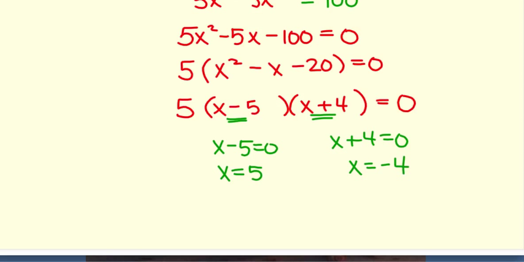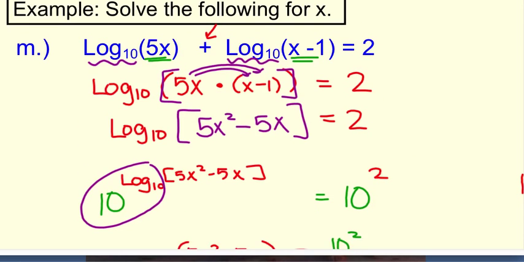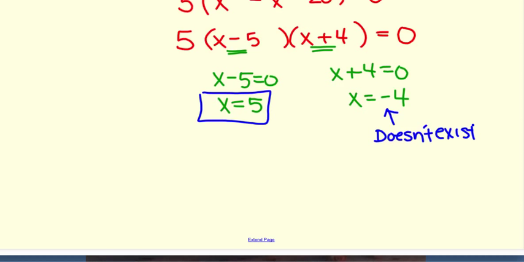Not both of these answers will be the solution to this logarithmic equation in the beginning. If I substitute negative 4 in, you can't have a negative x as part of your domain. So this doesn't exist, the negative 4. But x equals 5 is part of the domain of a logarithm. Remember, you have to have a number greater than 0.